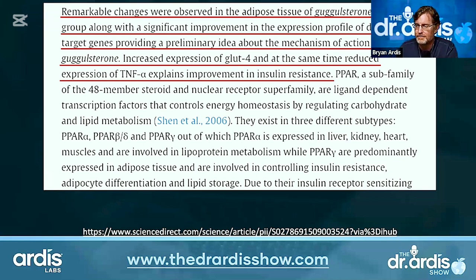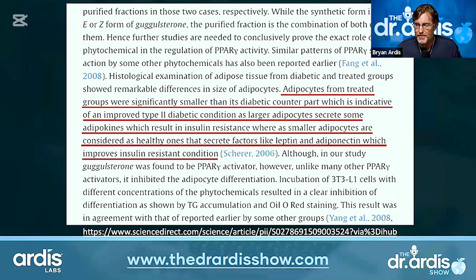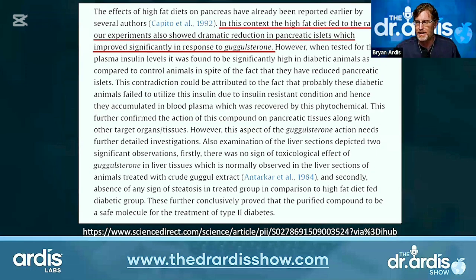Guggulsterone can actually correct it all. A preliminary idea about the mechanism of action of Guggulsterone is that it increased the expression of GLUT4 and at the same time reduced expression of tumor necrotic factor, which explains how it improves insulin resistance, which helps you burn fat. Fat cells called adipocytes from treated groups were significantly smaller than in their diabetic counterparts. Smaller adipocytes are considered healthy ones that secrete factors like leptin and adiponectin, which improve insulin-resistant conditions. Guggulsterone helps with type 2 diabetes, people.